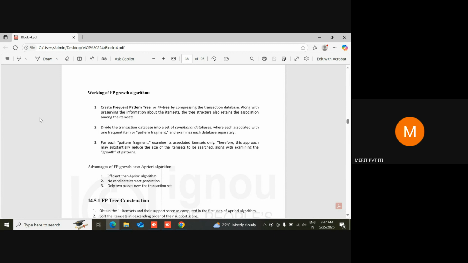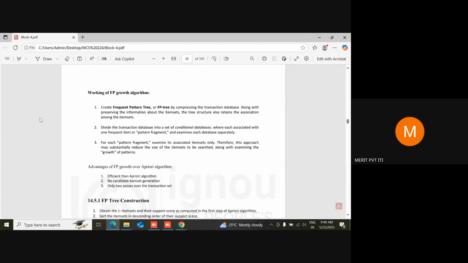So this is the advantage of FP growth over the Apriori algorithm. It is more efficient than the Apriori algorithm. There is no candidate item set generation. Only two passes over the transaction set. You subdivide the database and work on that. So that's the frequent pattern tree, or FP tree, built by compressing the transaction data set.